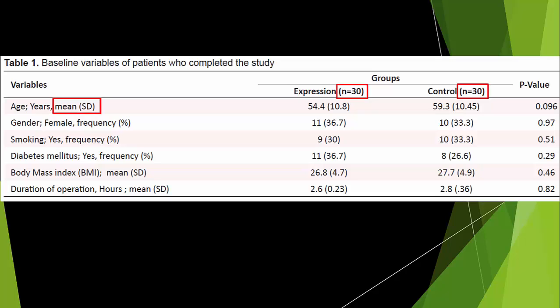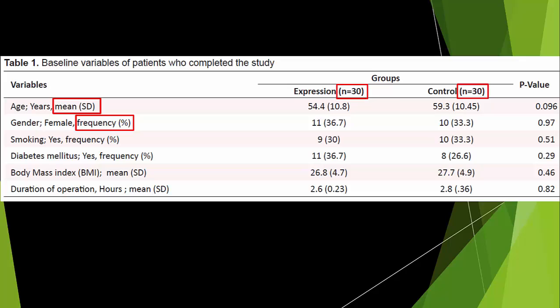So the mean, for example, for the age is in the expression group 54.4, with a spread, a standard deviation of 10.8, and the control group, the mean age is 59.3 with a spread, a standard deviation of 10.45. This is why I realized in their abstract they had simply made a typo. You also have the frequencies occurring on some of these variables, and now that means we have to read those values differently. So frequency simply means a count.